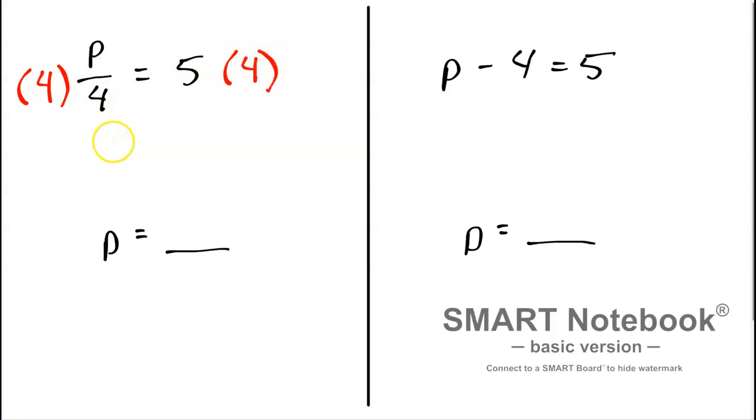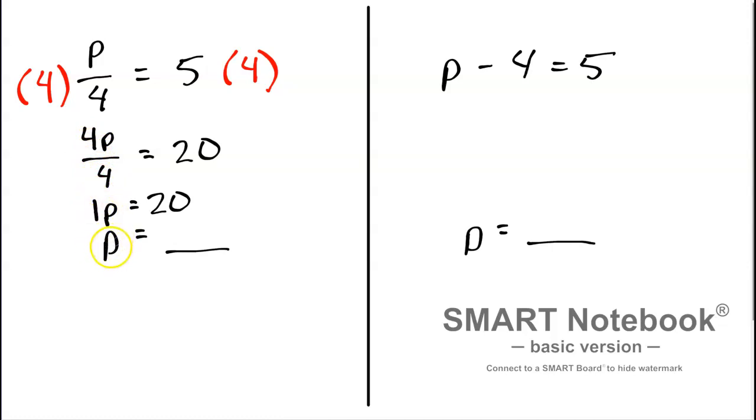Okay? And what does that give us? This, let's go slower than before. Now we have 4 times p over 4, okay, equals 5 times 4, which is 20. Now here, pay attention, okay? If you look at this, this is 4p divided by 4, or 4 divided by 4. You guys know that 4 divided by 4 is 1, so 1p, which equals 20, okay?